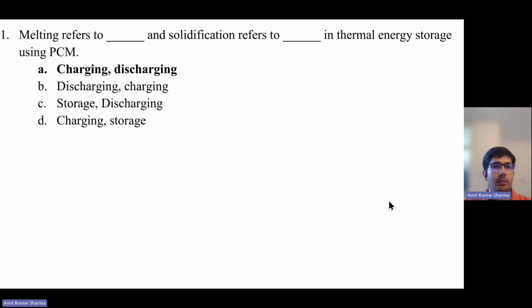The question number one is: melting refers to blank and solidification refers to blank in thermal energy storage using PCM. So PCM is phase change materials. So in thermal energy storage using phase change materials, what is the meaning of melting and solidification? That is the question. So take 2 minutes and let me know the answer.